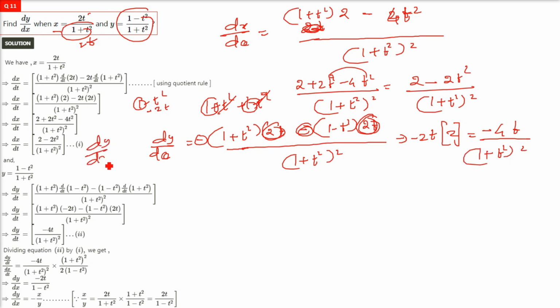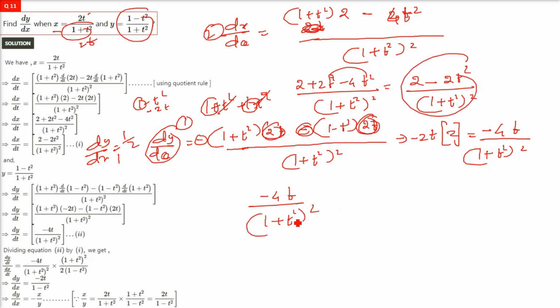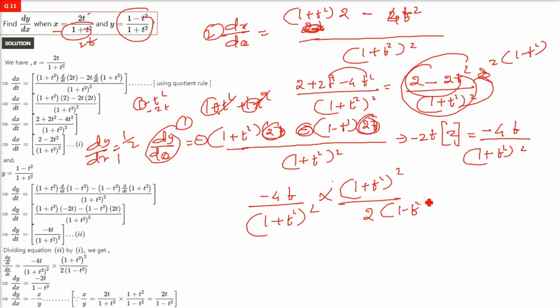So dy by dx is equal to dy by d theta divided by dx by d theta. Okay. So 1 divided by 2 we are doing. So minus 4t divided by 1 plus t square whole square. And this goes up when it is in the denominator. The denominator will go as the numerator. So 1 plus t square whole square divided by twice of 1 minus t square, as I just suggested a few minutes back. You can take 2 common from here. So twice of 1 minus t square. So you can just cancel 1 plus t square, 1 plus t square like that.